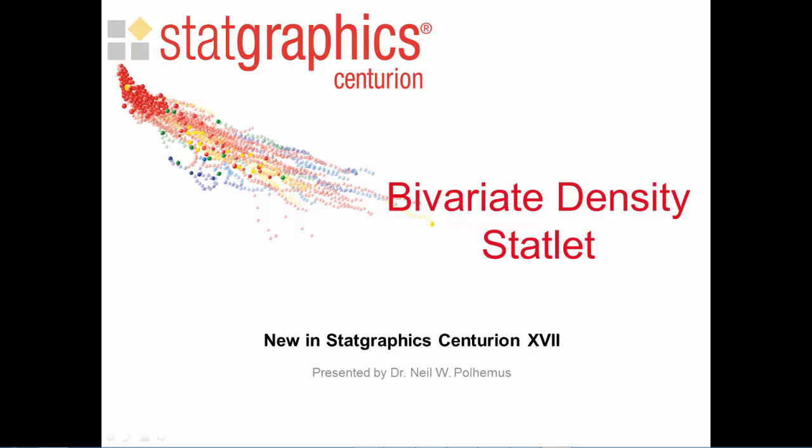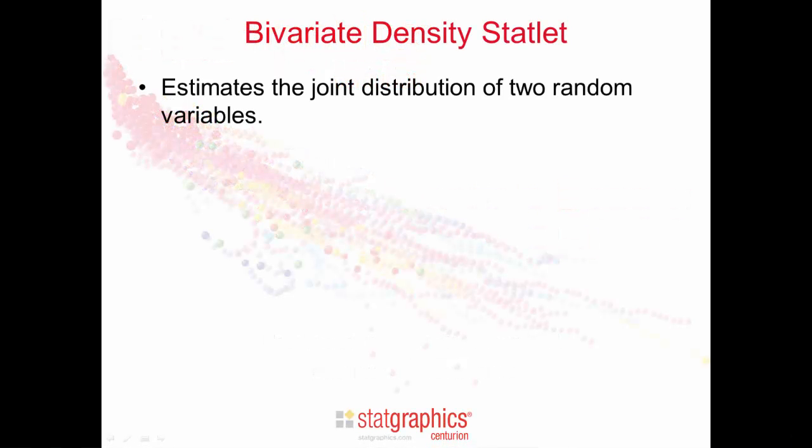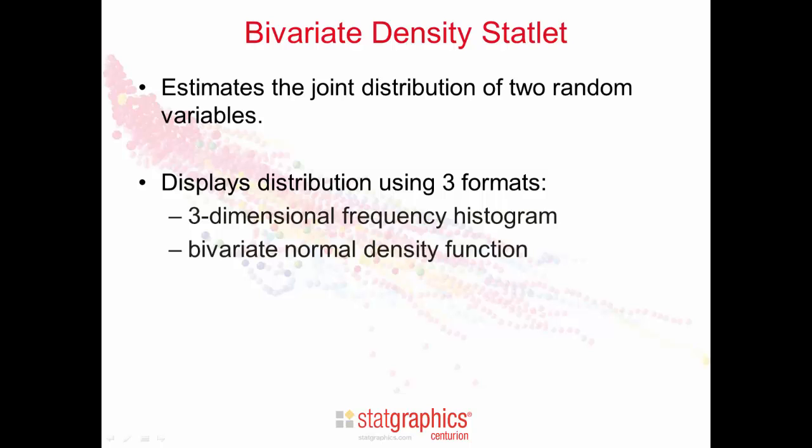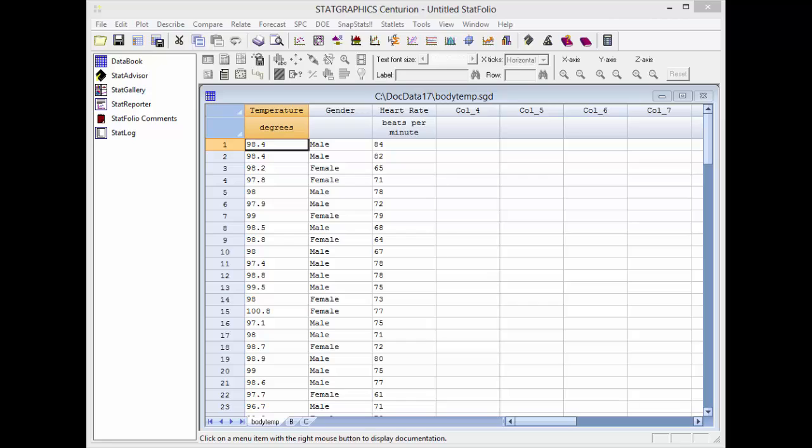This video describes the Bivariate Density Statlet, a new procedure in Statgraphics Centurion version 17. The Bivariate Density Statlet estimates the joint distribution of two random variables. It displays the distribution using three formats: a three-dimensional frequency histogram, a bivariate normal density function, and a nonparametric density function estimate. I've loaded some sample data into the Statgraphics datasheet.